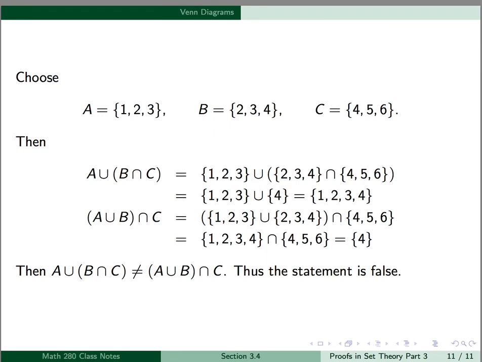Now when you're looking for a counterexample, you can always basically choose some sets at random. See if they work, see if they serve as a counterexample. If they don't, you might be able to figure out how you need to modify the sets in order to obtain a counterexample.